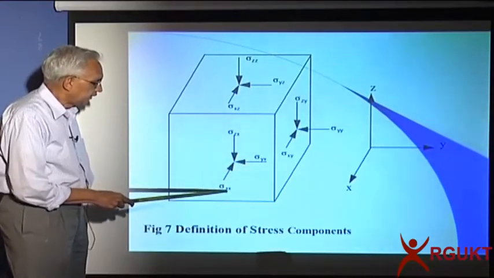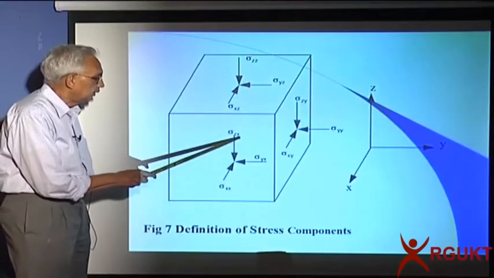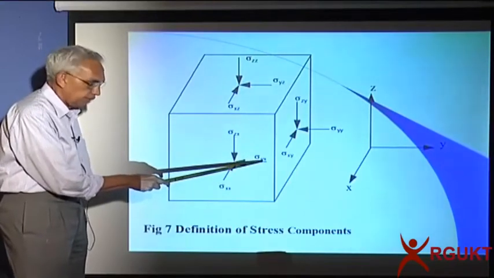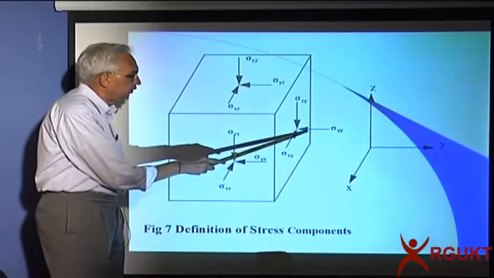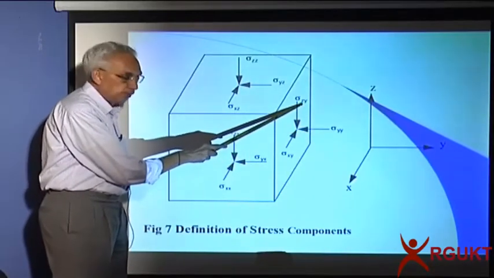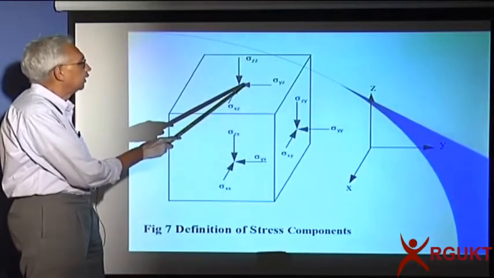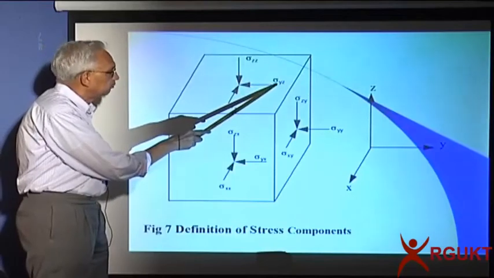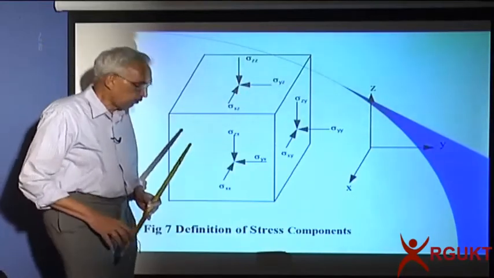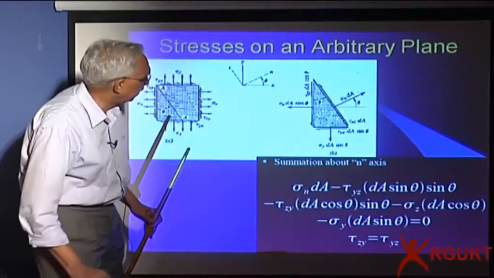On the x face you have sigma xx, sigma xy or xz, sigma zx. Similarly you have in the y face sigma y, sigma zy, sigma xy. And on the z face you will have sigma z. Instead of sigma we should say tau here. This is how we define the stress components at any point.